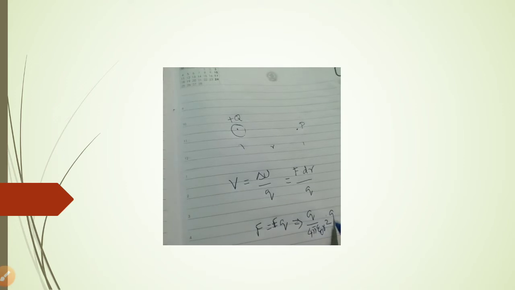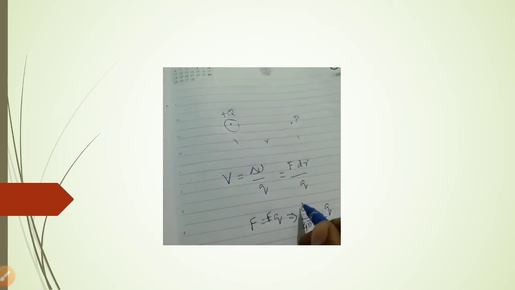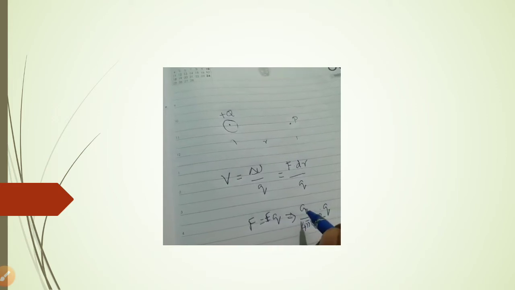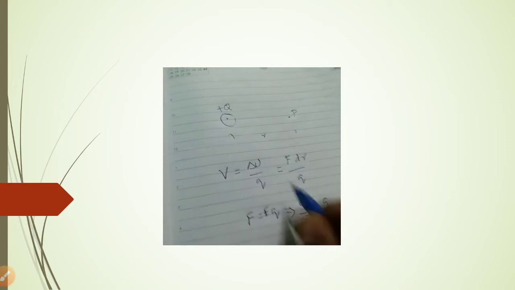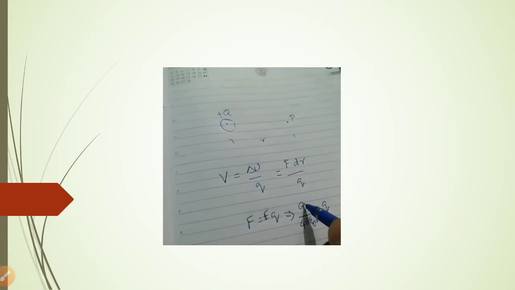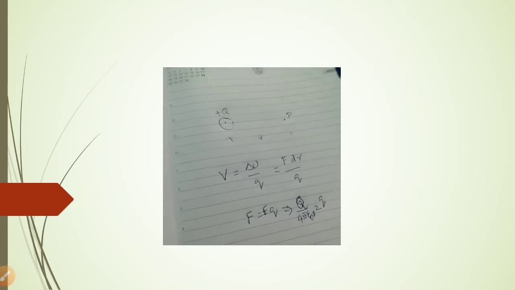Into q. See, you should not confuse this q and this Q. So this q is the test charge and this Q is the charge which is present at this point here. That is the charge which is present at the point. Let me consider this to be capital Q. So E is Q by 4 pi epsilon naught r square.